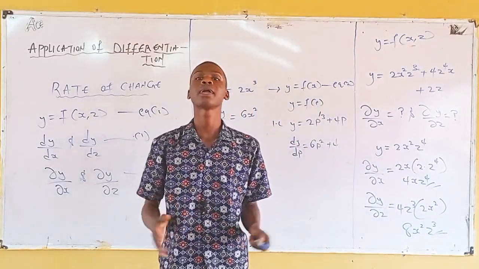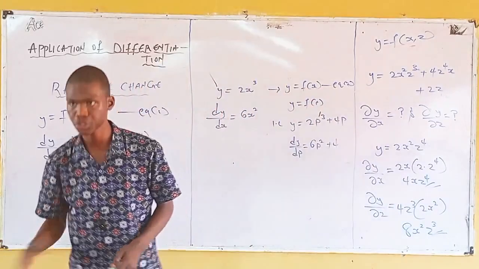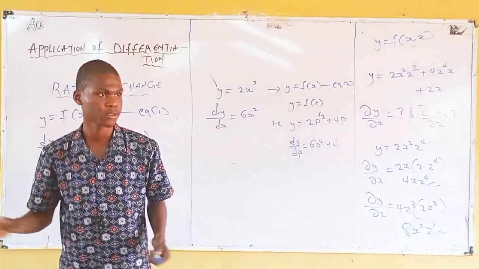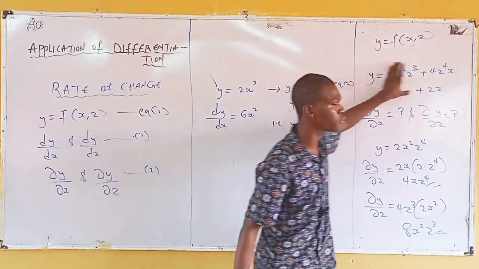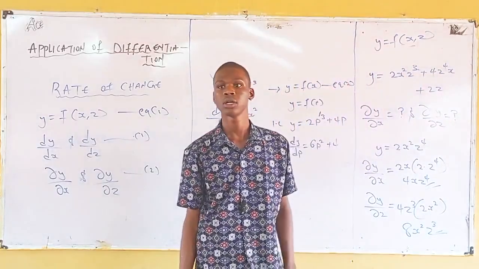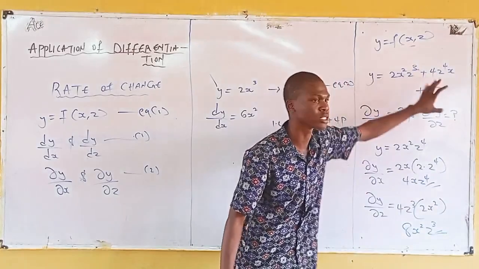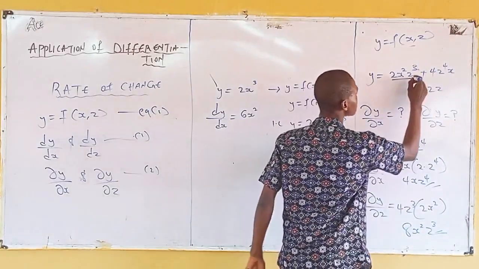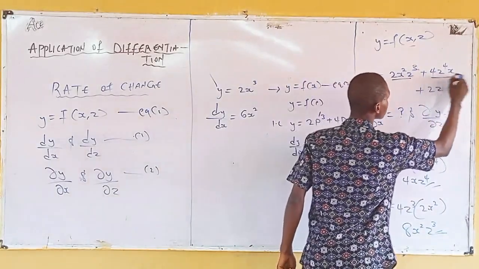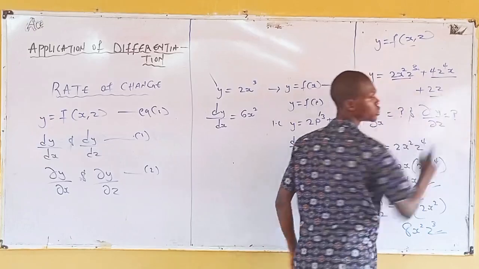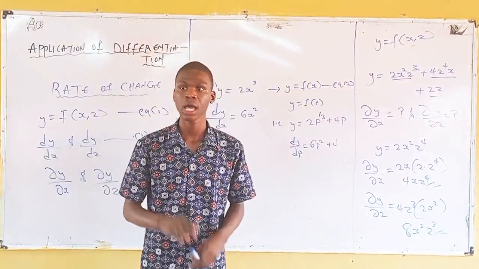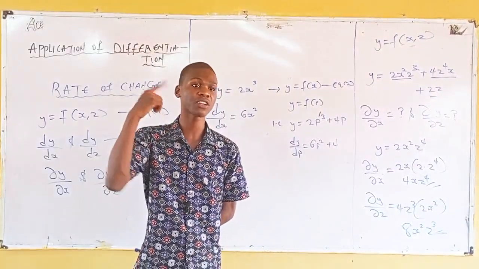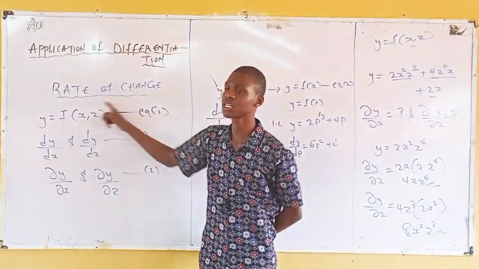That's what we mean by partial differentiation. Now with this idea, we will be able to solve this equation. Yes or no? Considering this one separately, considering this one too separately, and considering this one. So that's how partial differentiation works. By the time you have the idea of partial differentiation, you will have no problem under rate of change.